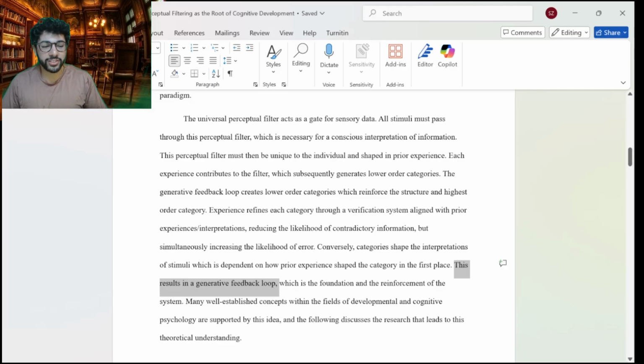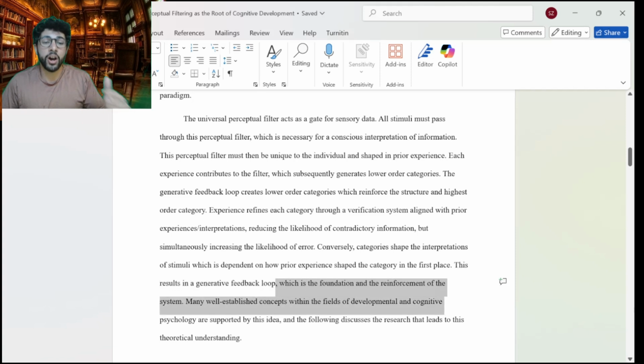Your childhood experiences shape who you are as an adult. This is not anything new. This is not like a crazy idea. So that's an example. It's a simple example, but it is an example of how that process would work. And this also explains that process under, I think you get it, the perception of construction of reality, of the universal perceptual filter. So it is the foundation and the reinforcement of the system.